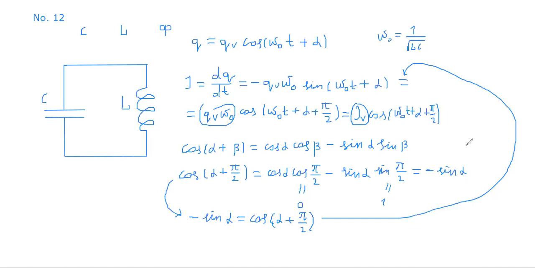Or maybe another explanation is that the coefficient near cosine is an amplitude. Here the coefficient near cosine is the amplitude of electric charge, and here the coefficient near cosine is the amplitude of electric current.